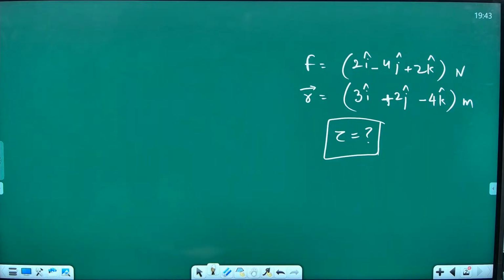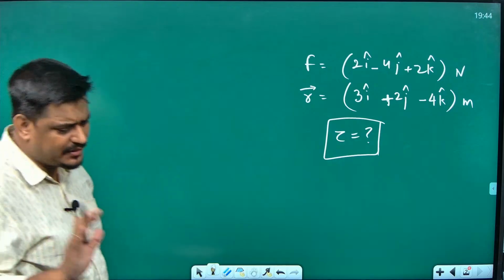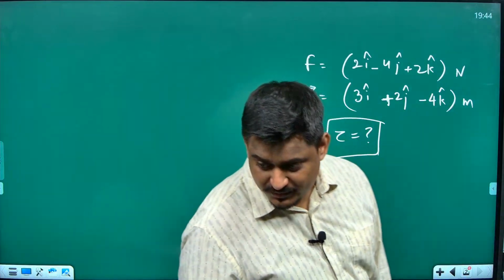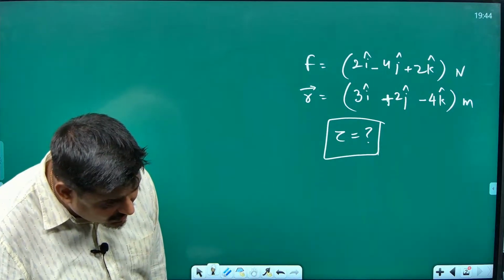Any answer? I hope you know how to do cross multiplication. I have taught it to you during vectors. You may use the determinant rule or any direct method, your wish. Anything you can use. Determinant method?